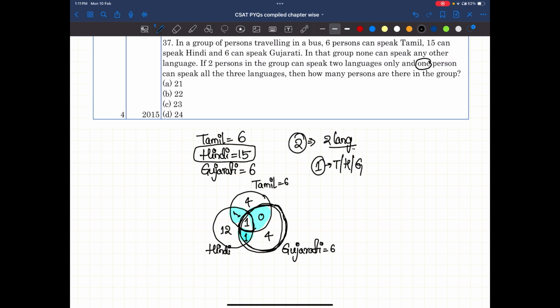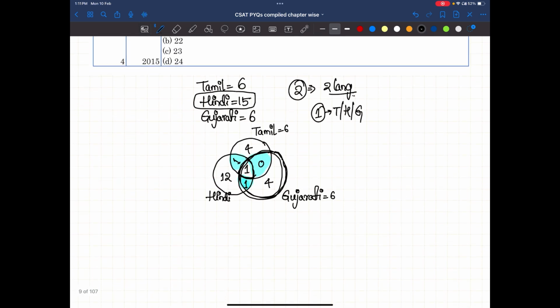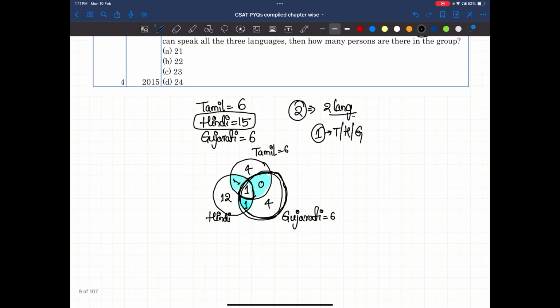Then how many persons are there in the group? He's asking total. So if you put here 1 and 1, wherever you arrange it, the total diagram will become this only. This is a particular case where I am taking that Hindi speaking people, there are 15. So there is a possibility that a person speaking two languages is from Hindi only. So I have considered this particular case and I have made one here and one here, means Hindi and Tamil, Hindi and Gujarati. You can take any particular case of your choice, but the answer will be the same.